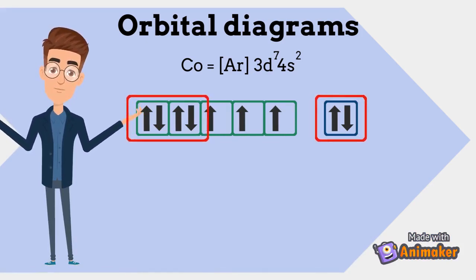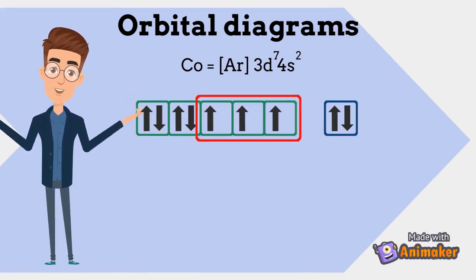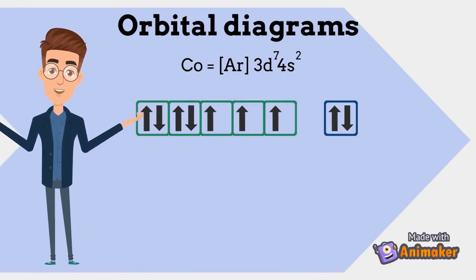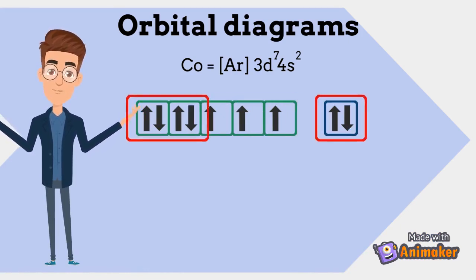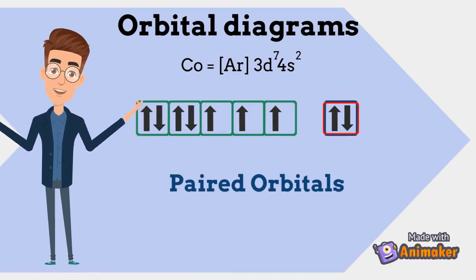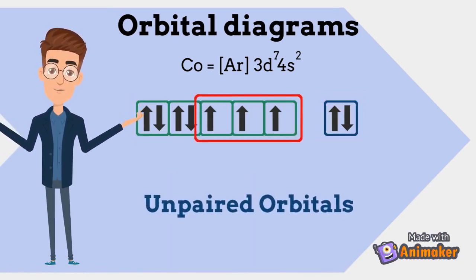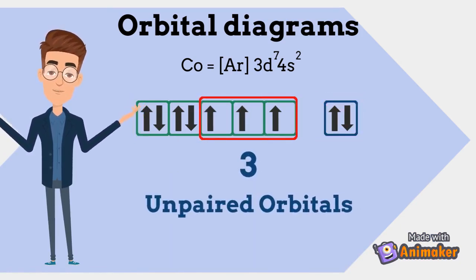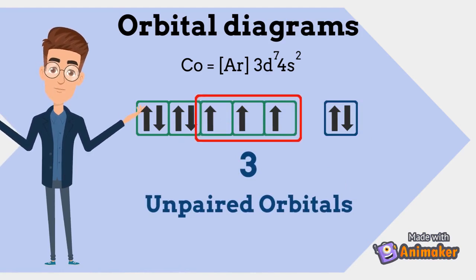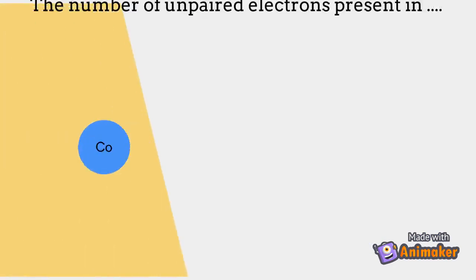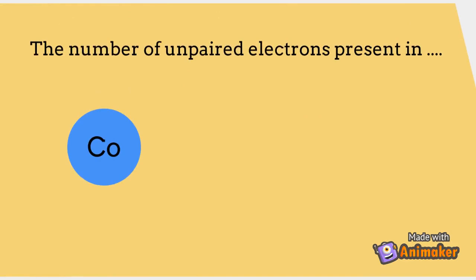Orbitals which have 2 electrons, and orbitals which have only 1 electron. Orbitals with 2 electrons are called paired orbitals, and these are unpaired orbitals. So in this cobalt atom there are 3 unpaired electrons. Our question is asking how many unpaired electrons are present in the cobalt 2 plus ion, not in the atom.